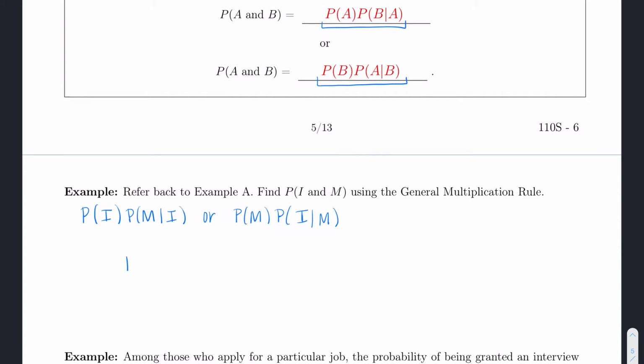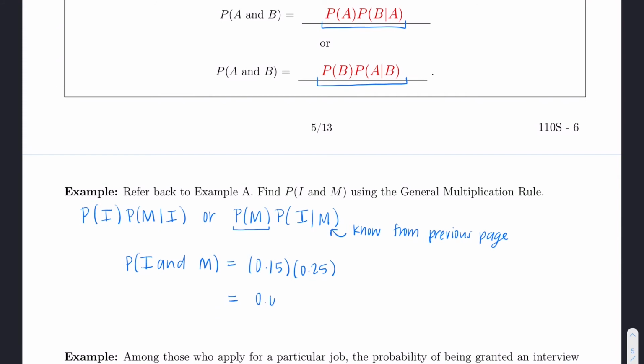And so I get that the probability that somebody is in favor and male is equal to, we also found this probability that somebody is male. We found that when we first did the example, and that was 0.15. And we know this from a previous page or a previous example, we know it's 0.25. And so if I multiply those two, I'm going to get my probability, and I'm getting 0.0375.